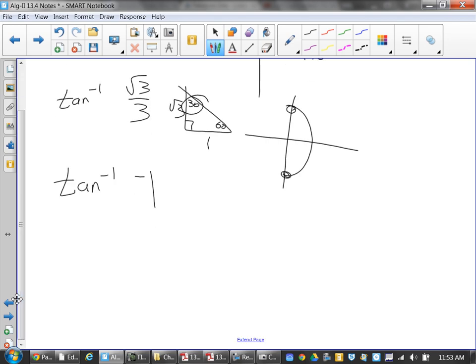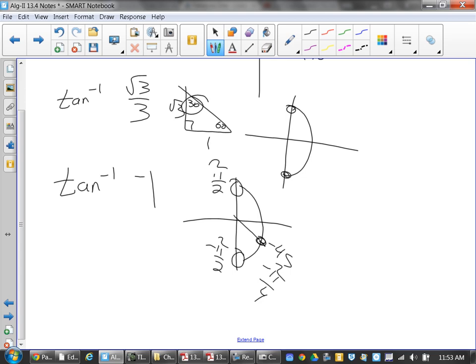It's a 45, or negative 45. In order for tangent to be 1, it has to have the same side lengths, which is the 45s. Now, remember again, tangent is between pi over 2 and negative pi over 2. Being negative 1 means I'm down over here, at negative 45 or negative pi over 4. Your parameters for tangent will be between pi over 2 and negative pi over 2.